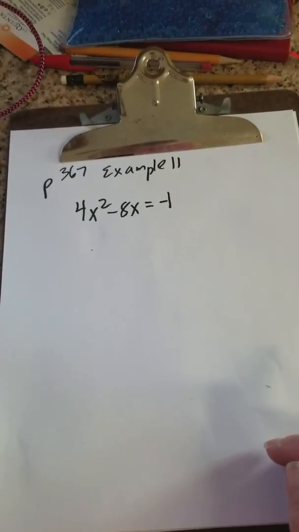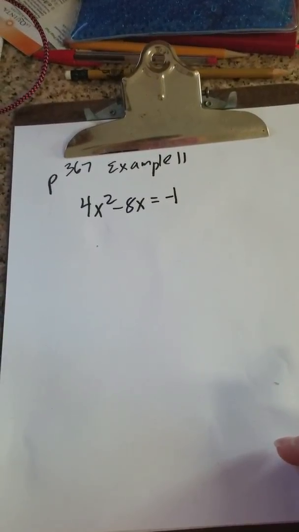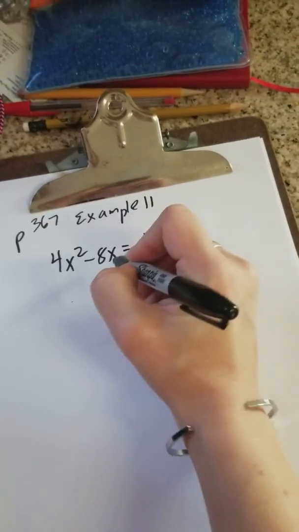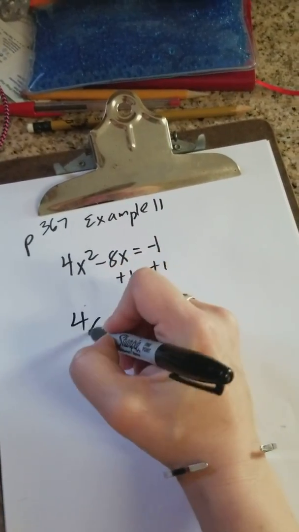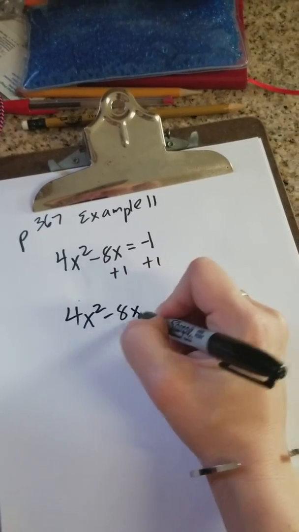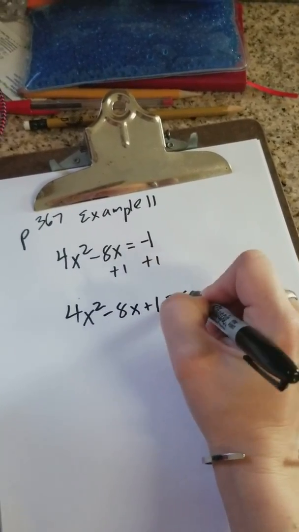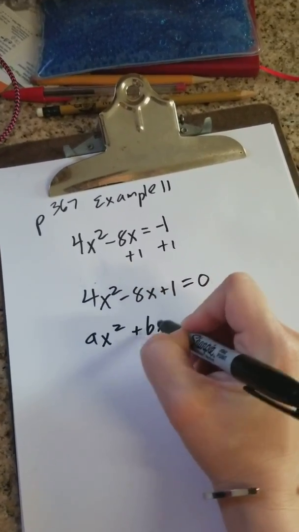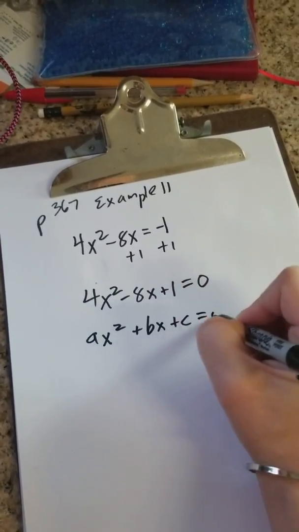Alright, so we cannot use the quadratic formula and pick off our a, b, and c until this is set equal to 0. So we are going to add 1 on both sides. So 4x squared minus 8x plus 1 equals 0. The general form is ax squared plus bx plus c equals 0.